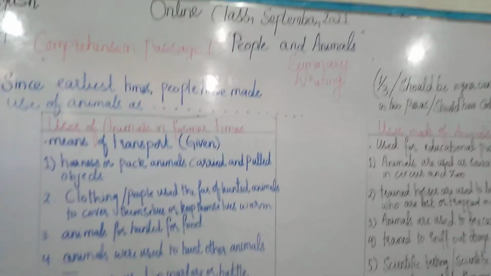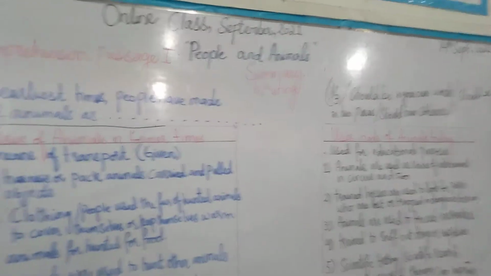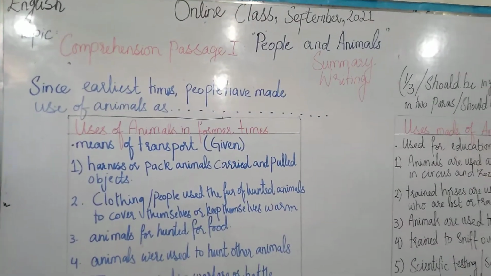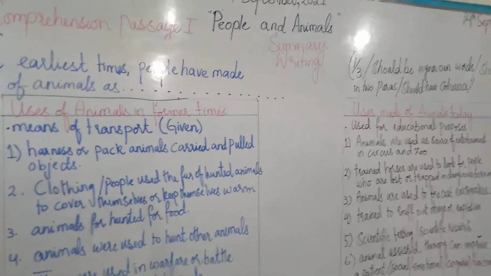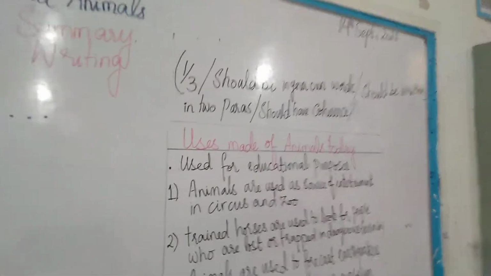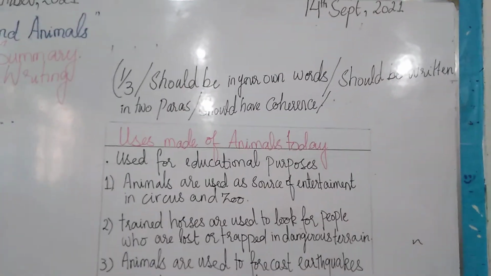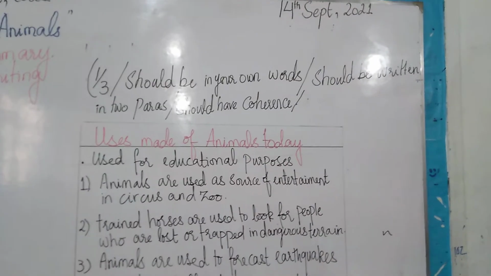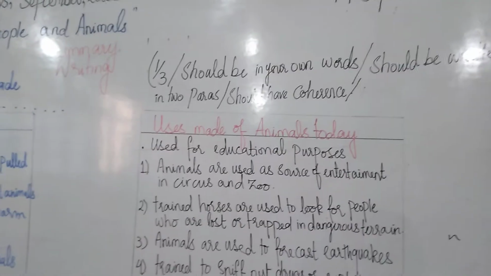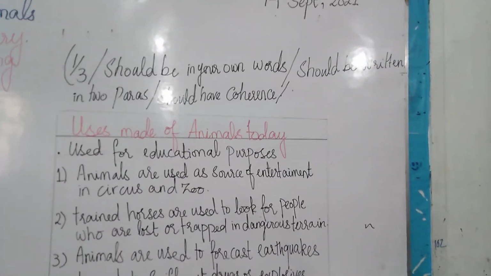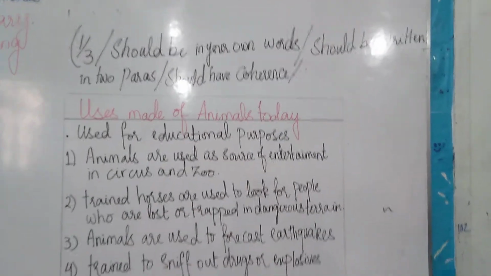Okay girls, we have done the first question from the comprehension passage, People and Animals. We have the second question from the same comprehension passage, that is summary writing. Girls, I have already told you how you are supposed to write the summary. It should always be 1/3 of the given words. In your insert, the words and paragraphs are given, so it should always be 1/3 of the given words, and it is very much important that it should be written in your own words.